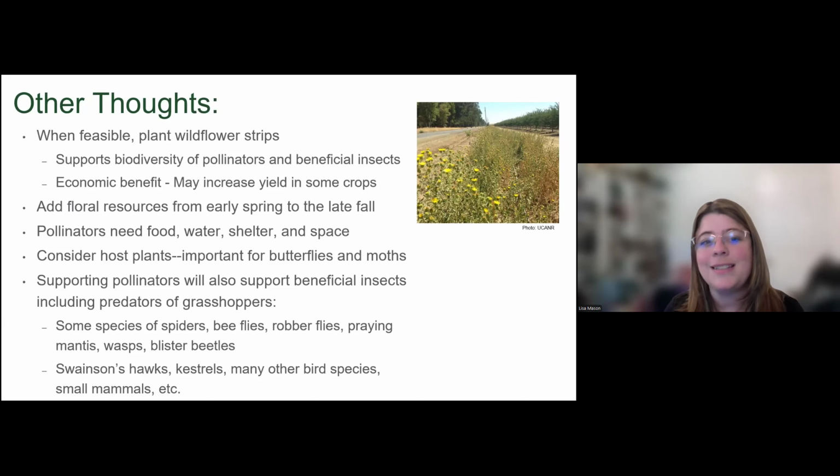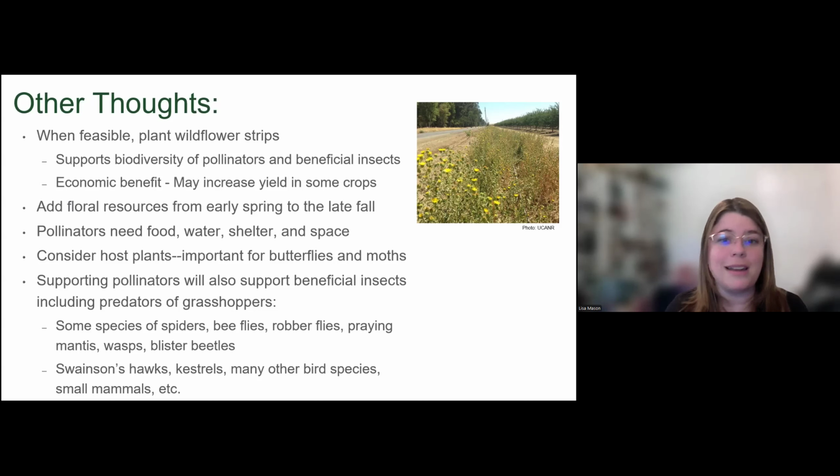On agricultural lands, wildflower strips have proven through research to be a great addition to not only support the biodiversity in an area, but may even increase the yield in some crops, even honeybee pollinated crops. Make sure that you have floral resources from the early spring to the late fall to support those insects. All pollinators and beneficial insects need food, water, shelter, and space. And then we talked about those host plants for butterflies and moths.